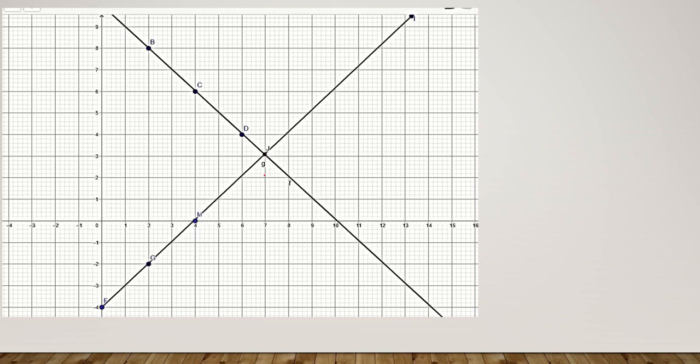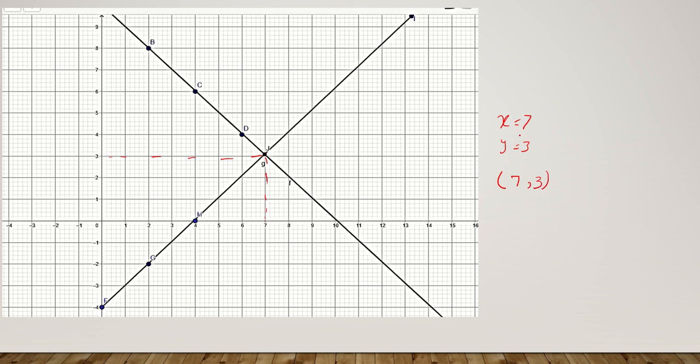Now see what x is over here. We can find x as 7. Now what is y over here? Let's find, it is 3. So our solution set is 7, comma 3.